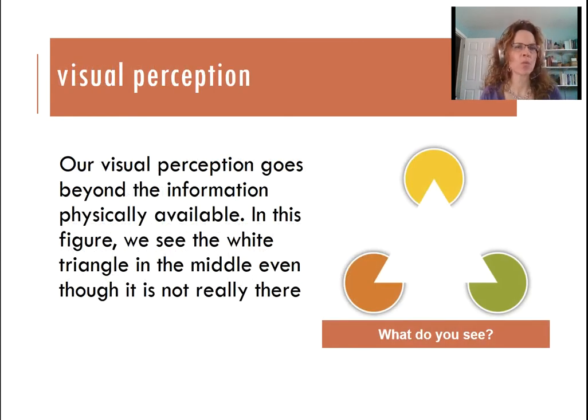If you take the case of visual perception, we know for a fact that our visual perception goes beyond the information that is physically available. For example, you look at this figure, and we all see a white triangle, even though there isn't one there. Instead, we've just got these like Pac-Man figures, right? The circles with the triangles taken out of them. But because of the way they're aligned, we imagine, we perceive that there's this white triangle, but it's not really there.